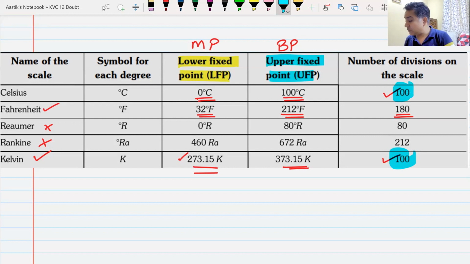You just need to note down or remember the upper and the lower fixed points of at least these three scales, because these three are the scales that will come in the examination. All the other two are redundant, they are hardly used. Have we noted it down? Noting, sir. I'll give you 2 minutes. Once you're done, please let me know.